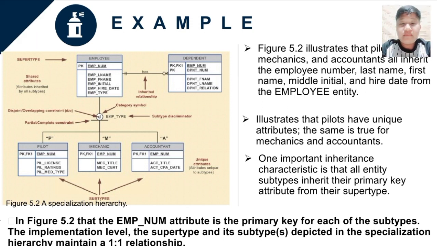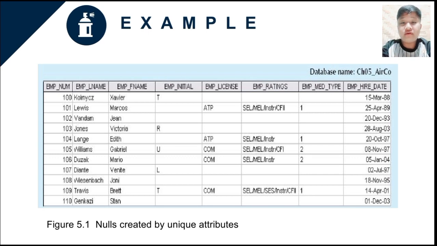The image is an example database table that shows how different types of employees can have different attributes, some of which may be null or missing. The table is part of educational material that illustrates the concept of null values in database design. The table has 8 columns that represent the employee number, name, initial, license, type or rating, medical type, and hire date. The table has 11 rows that represent individual employees.